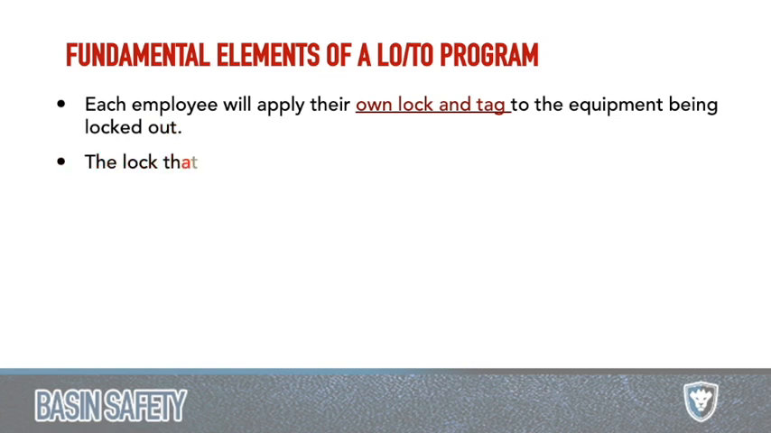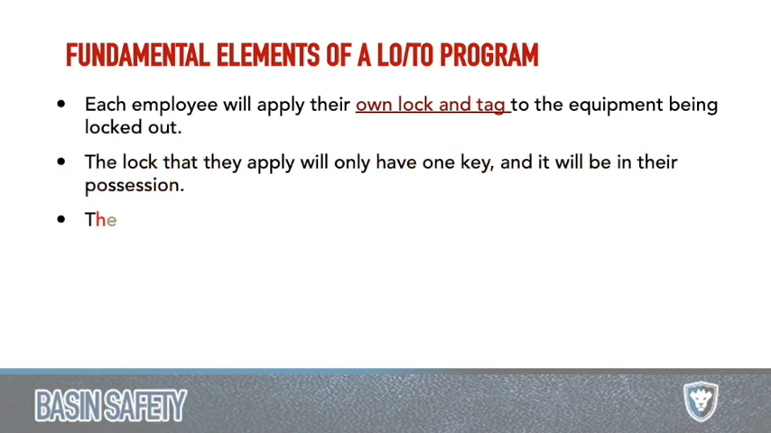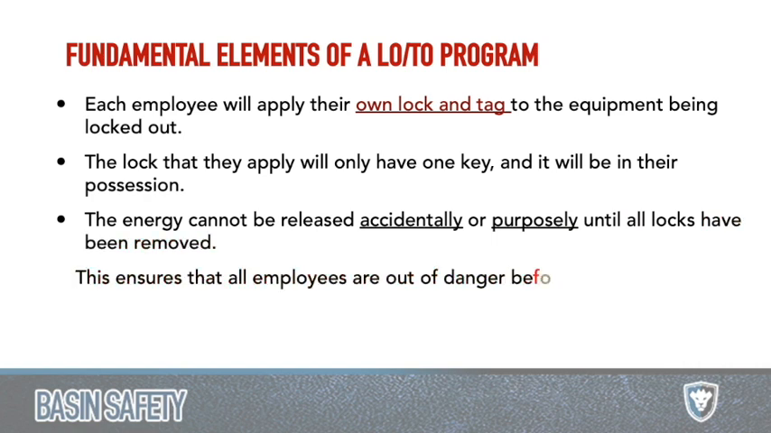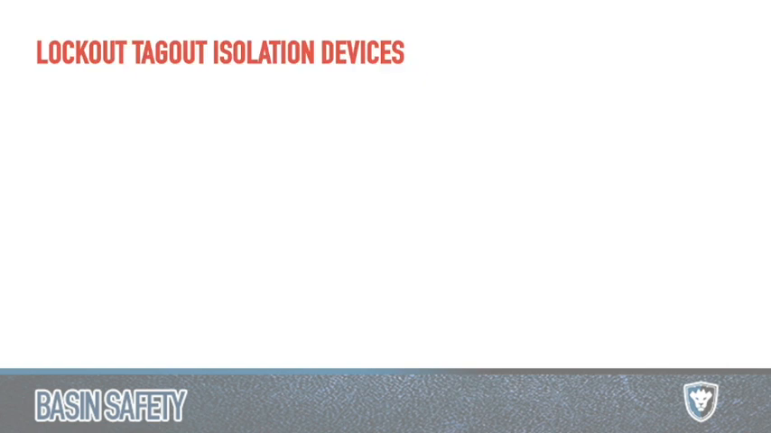So the main components of a lockout tagout program, or its fundamental elements, are each employee will apply their own lock and their own tag to the equipment being locked out. Tags can sometimes be multiple use. For example, if you have a multi-lock hasp with 10 different locks on it, it's possible to use one tag as long as each lock is identified. The lock that applies will only have one key and it will be in their possession. The energy cannot be released accidentally or purposefully until all locks have been removed, and this ensures that all employees are out of danger before any energy starts moving again.